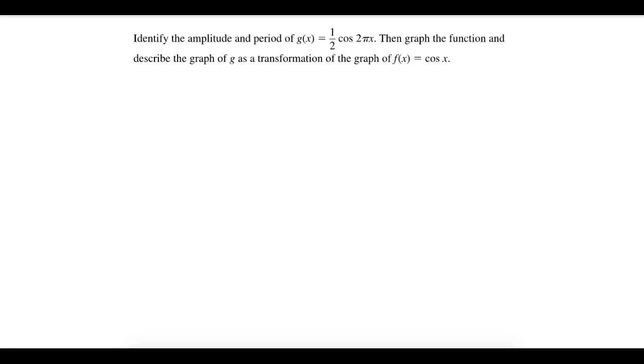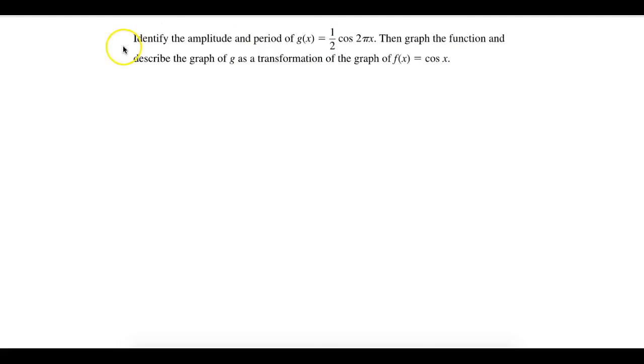So it's really important to understand the characteristics of each so that when you're looking at a graph, you can identify which one you're looking at. So here we've got our function, 1/2 cosine of 2 pi x. Just like we did last problem, we're going to look at the amplitude and period and a couple other key features of this graph. Then we're going to describe it as a transformation of the parent function.